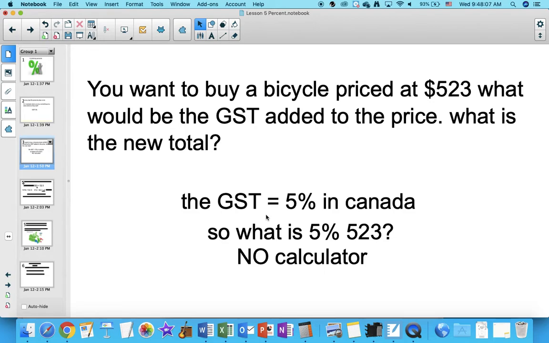So you want to buy a bicycle that's priced at $523. What would the GST added to the price be? What is the new total? So GST, 5% in Canada. So what is 5% of 523? So try not to use a calculator. We've talked about in the previous lesson how to find percentages without calculators.